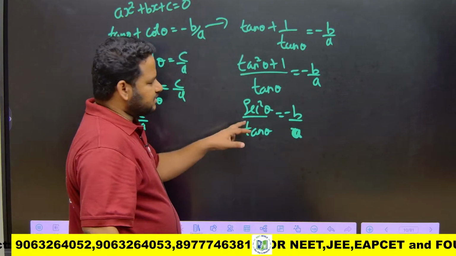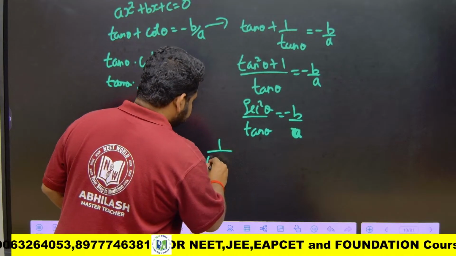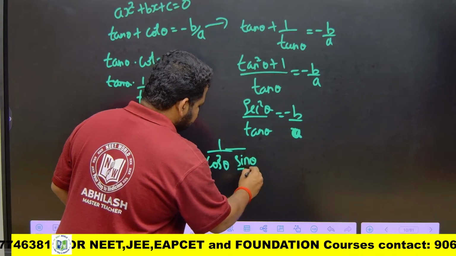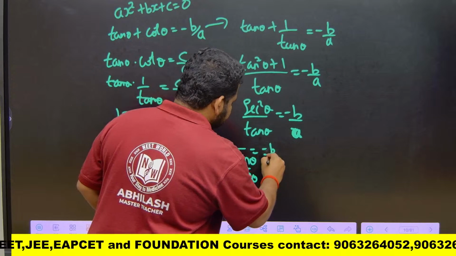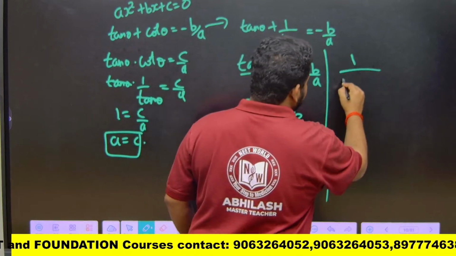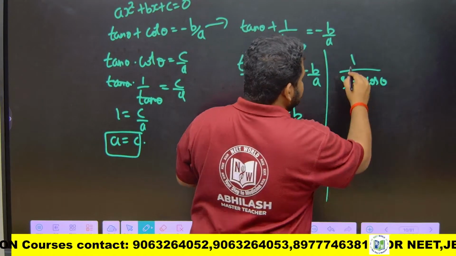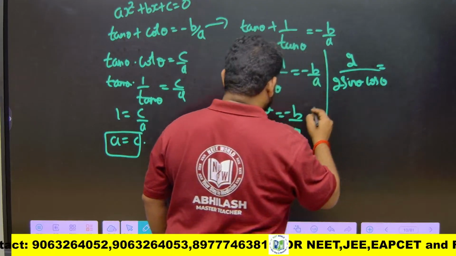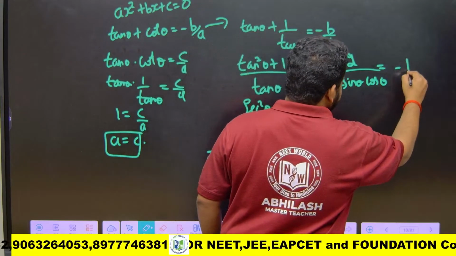Now secant square theta by tan theta, secant square theta in terms of sin and cos, secant square theta is 1 by cos square theta and tan theta can be written as sin by cos theta. Okay, so cos and cos cancel, and this ultimately becomes 1 by sin theta cos theta. So I will divide and multiply by 2, numerator and denominator, when it comes to LHS. This will be minus B by A.